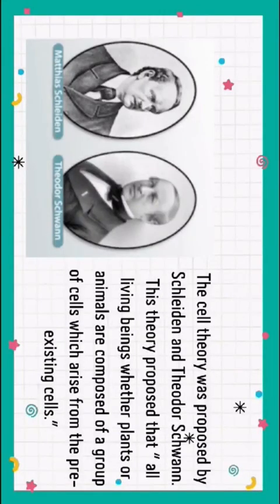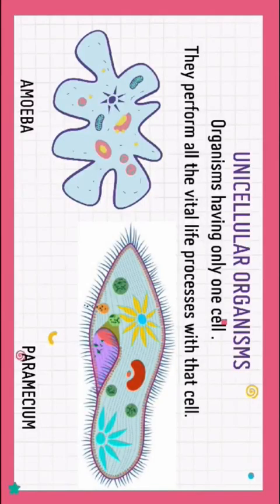The cell theory was proposed by Schleiden and Theodor Schwann. This theory proposed that all living beings, whether plants or animals, are composed of a group of cells which arise from the pre-existing cells. Further proceeding, let us understand about the types of organisms. We have different types of organisms. Some are unicellular and some are multicellular.